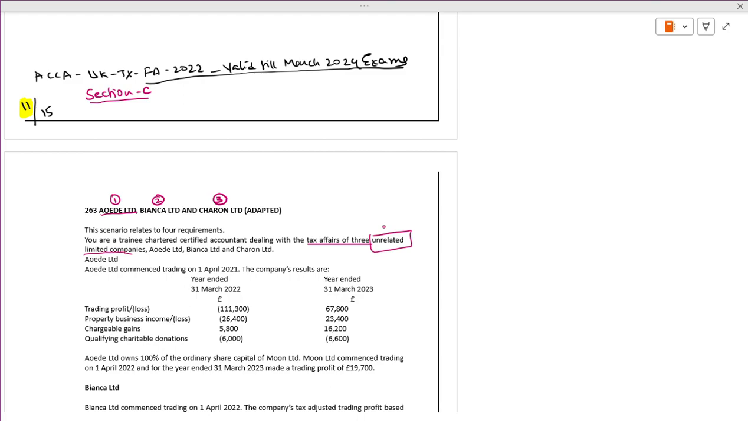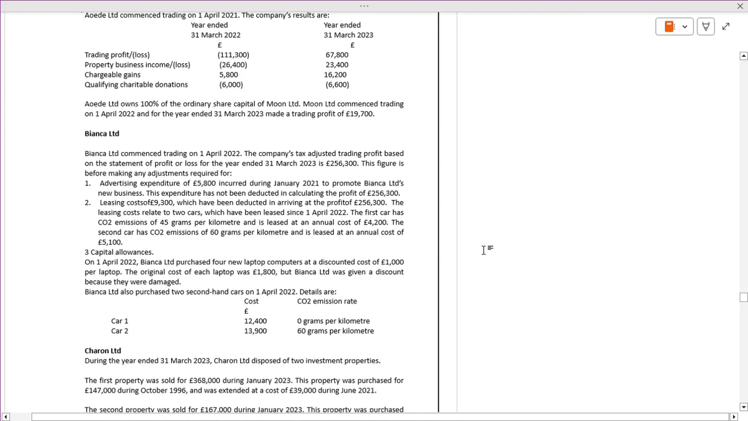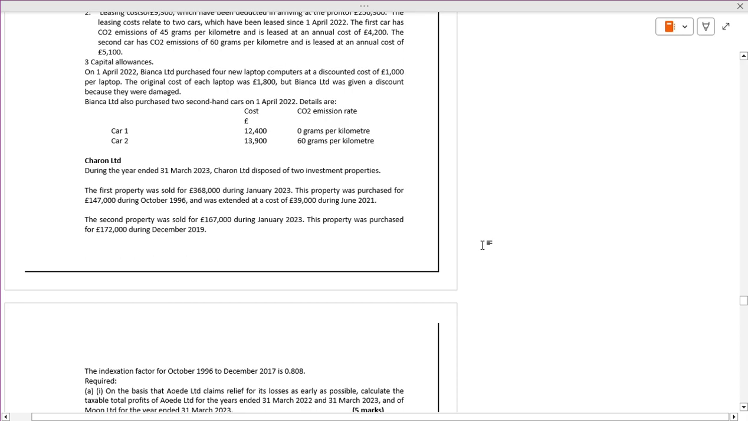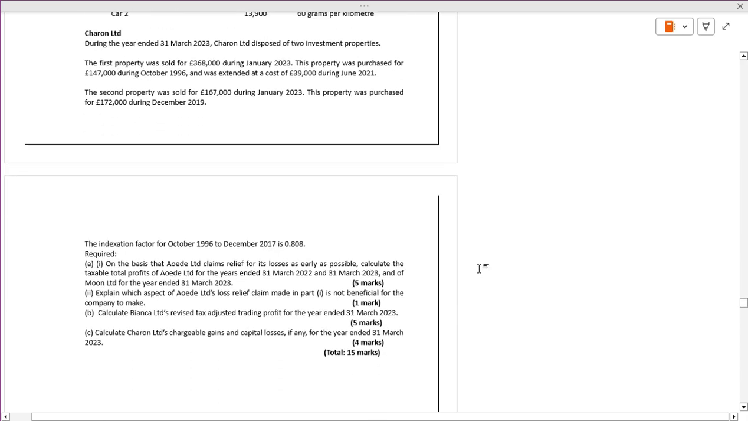Before coming to the things, first the most important is the approach which I always suggest: in the reading time, you have to refer to the requirement, because the requirement gives you a complete understanding of how we have to approach the question. On the basis that Aoede claims relief for its losses as early as possible. Fine. Calculate the taxable total profits, TTP.